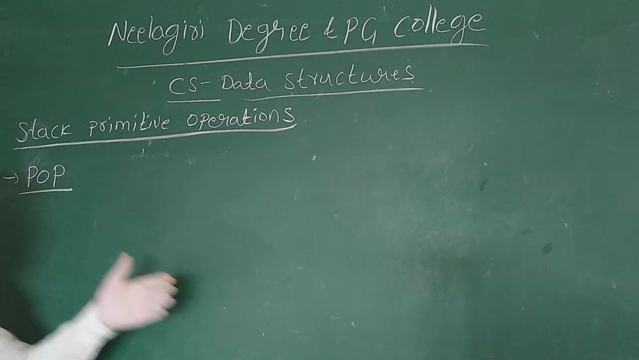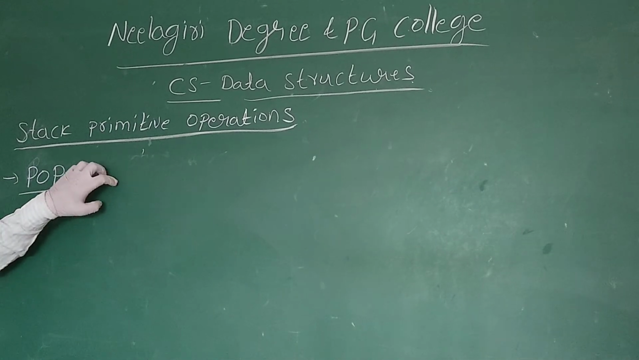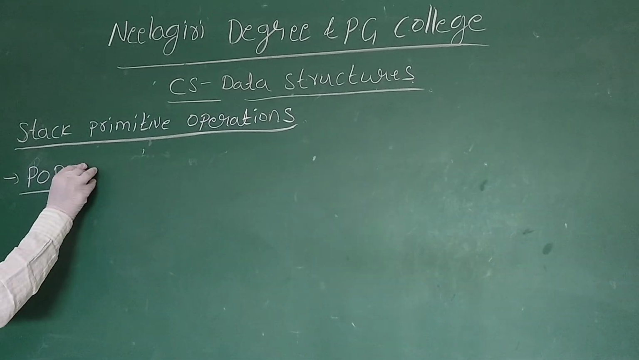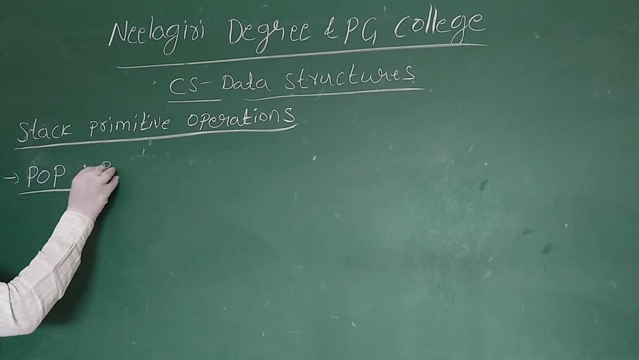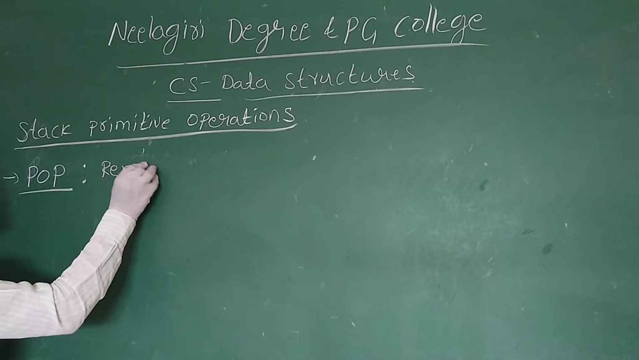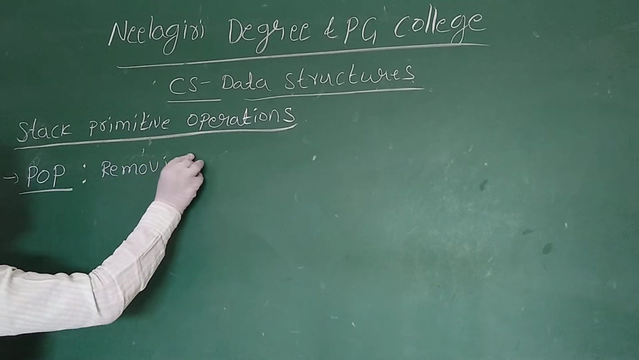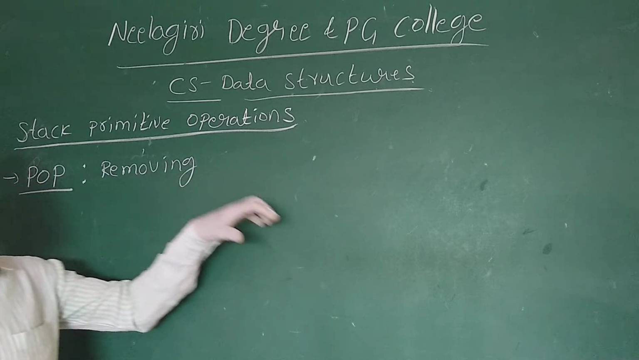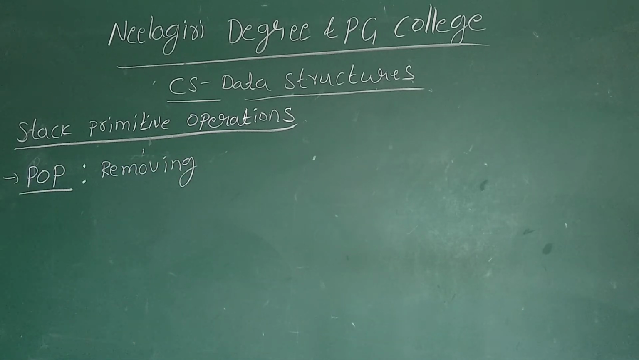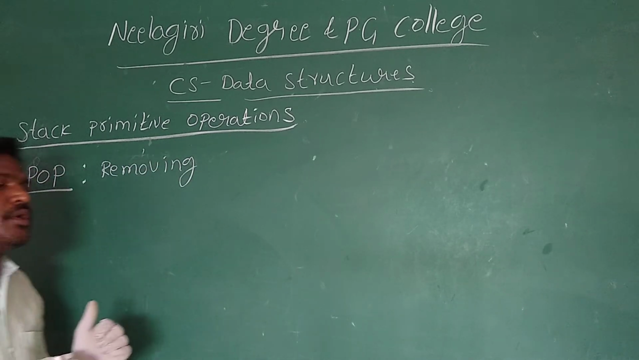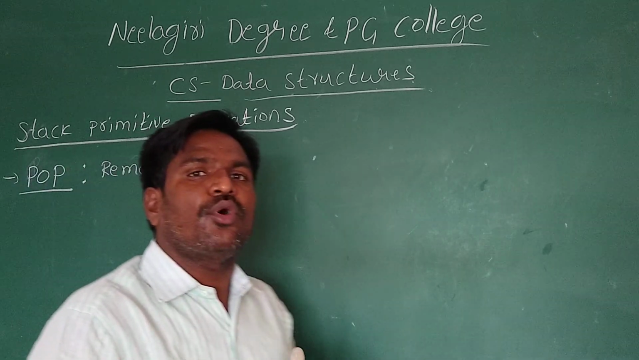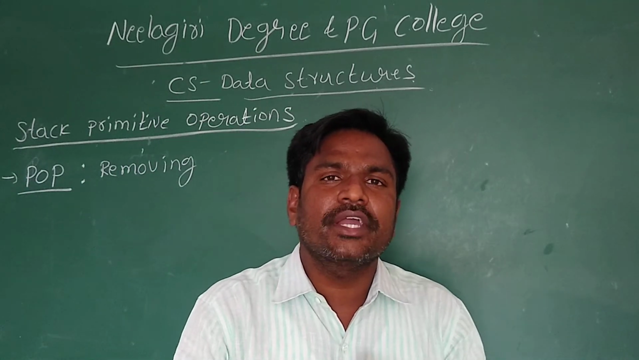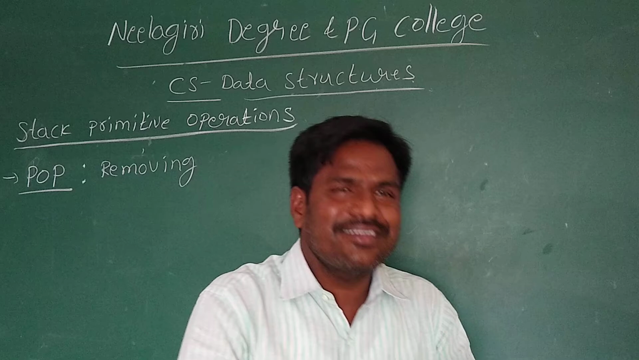Now let's see how to perform the pop operation. Pop means removing an element from the stack. Inserting an element in the stack is called push. Removing an element from the stack is called pop. Before performing the pop operation, what do you have to check? Is there something there or not?